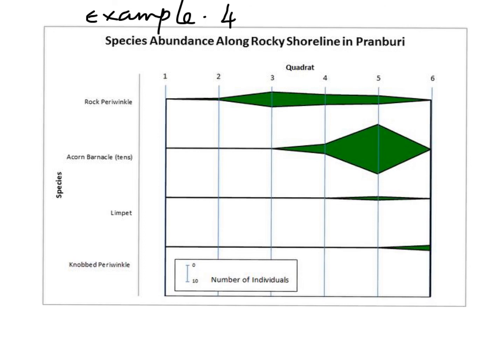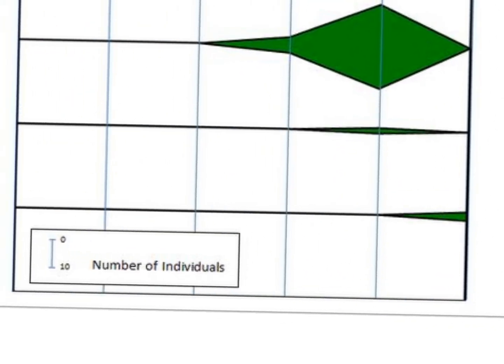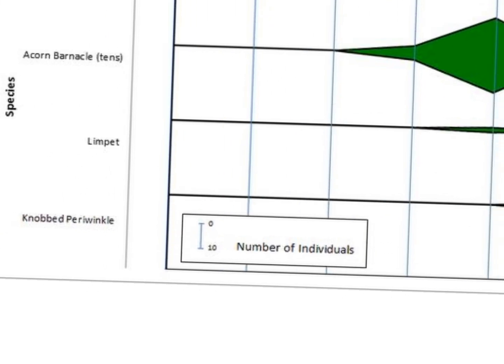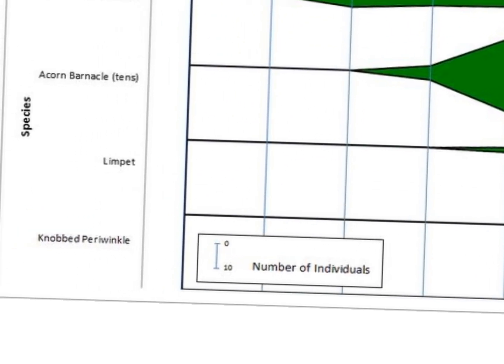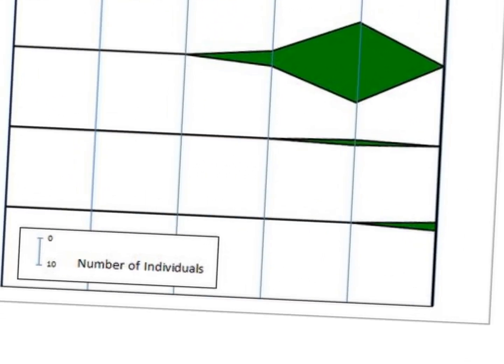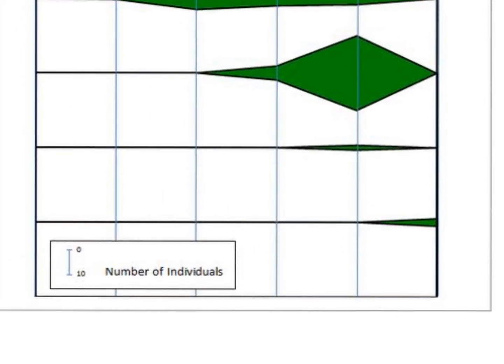Which one prefers the driest conditions? Which one lives furthest away from the shoreline? It's this one, knobbed periwinkle. As you can see, it's expanding out here, getting slightly bigger. As you move away from the shoreline, the knobbed periwinkle increases in its population. It's just about increasing, so its maximum is just around here somewhere.